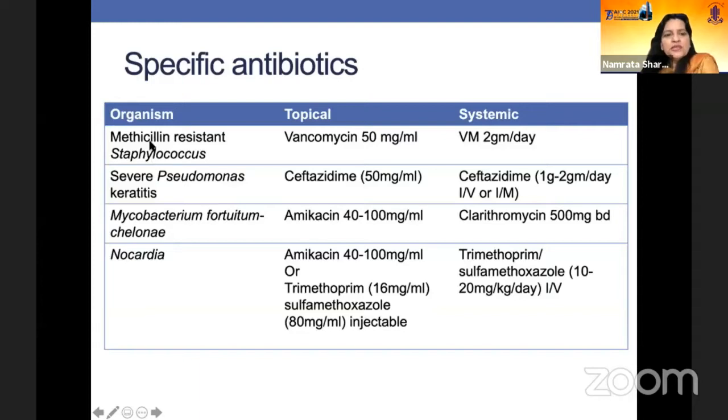Then these can be used: in methicillin resistant staph, vancomycin; Pseudomonas keratitis, ceftazidime; Mycobacteria fortuitum and chelonae, amikacin and clarithromycin systemically; Nocardia, amikacin or trimethoprim-sulfamethoxazole, and systemic trimethoprim as well as sulfamethoxazole.